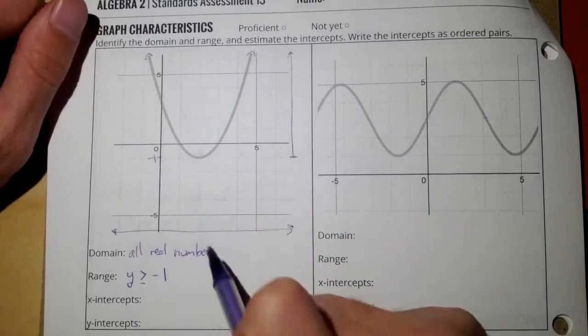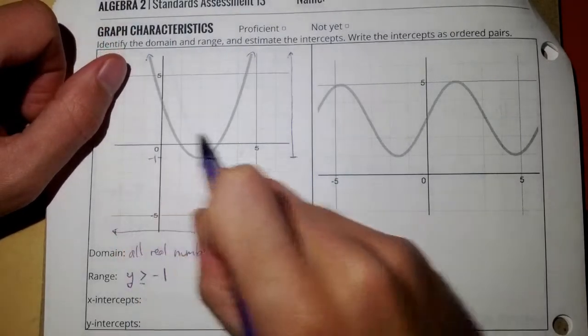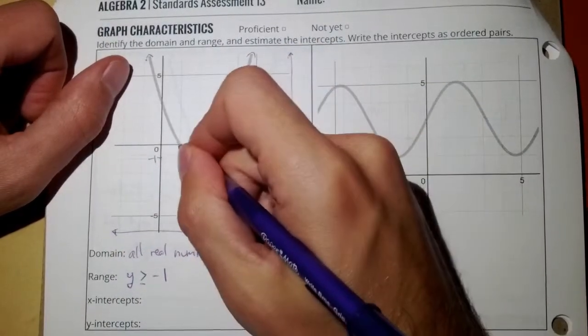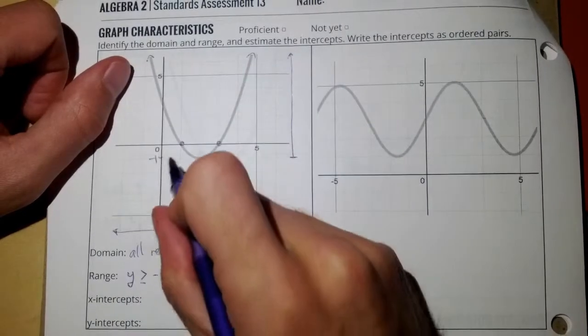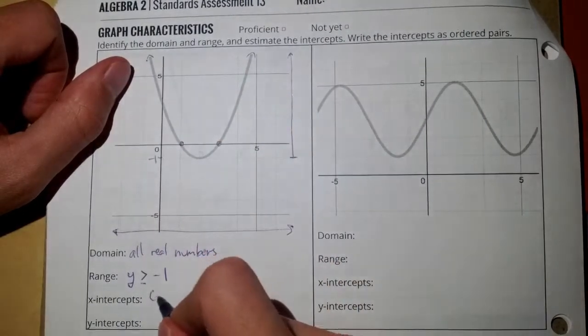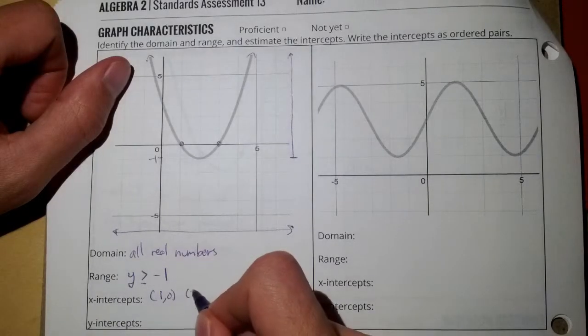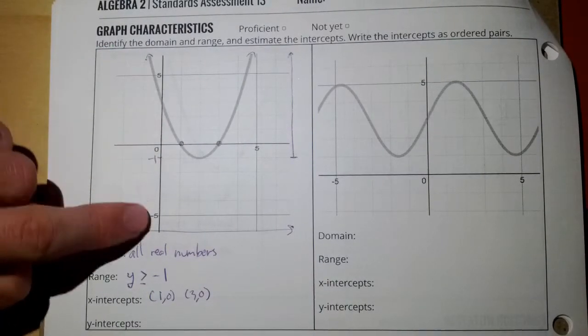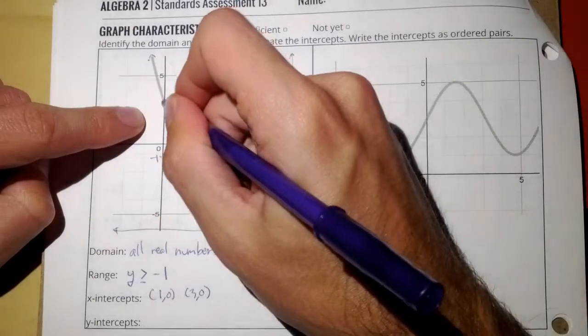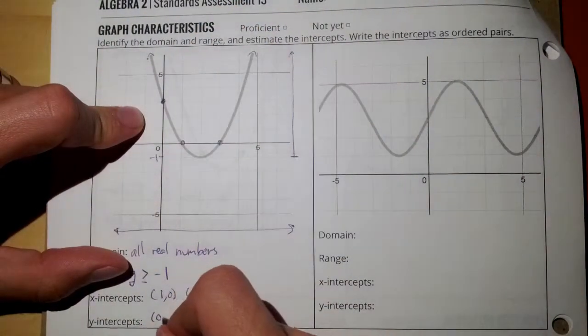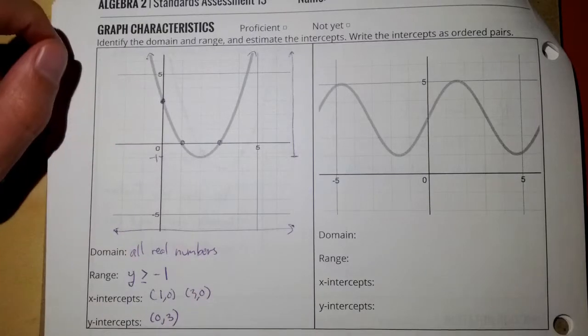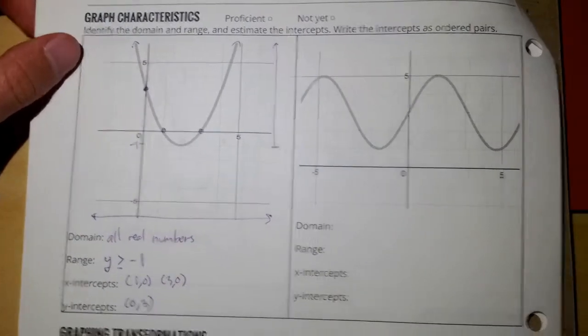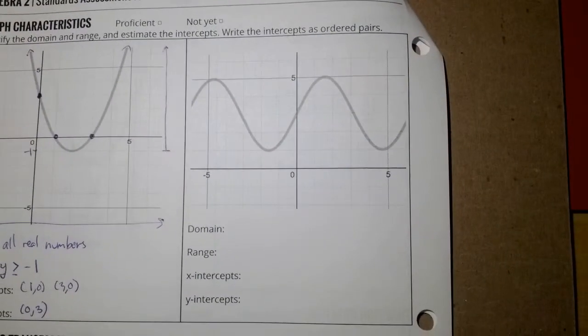There's nothing below. For the x-intercepts, I look at the x-axis and decide where it intercepts, where it hits it. And that's at the points (1, 0) and (3, 0). For the y-intercept, look at the y-axis, it intercepts right here, which is the point (0, 3). Right. Other one.